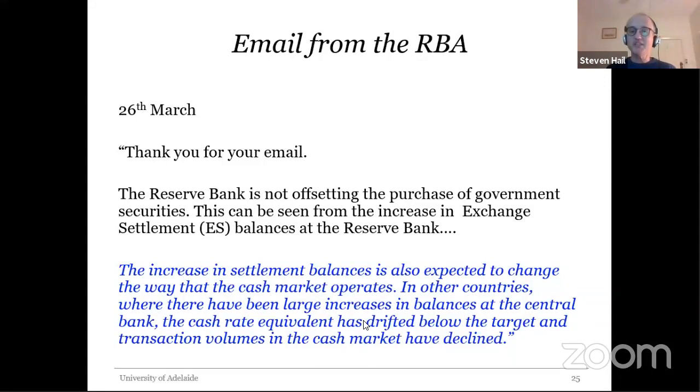The increase in settlement balances is also expected to change the way the cash market operates. In other countries, where there have been large increases in balances at the central bank, the cash rate equivalent has drifted below the target. So they announced a target for the cash rate, and at the same time, they announced a policy which was bound to drive the cash rate below target, and they knew it would. And transaction volumes in the cash market have declined.